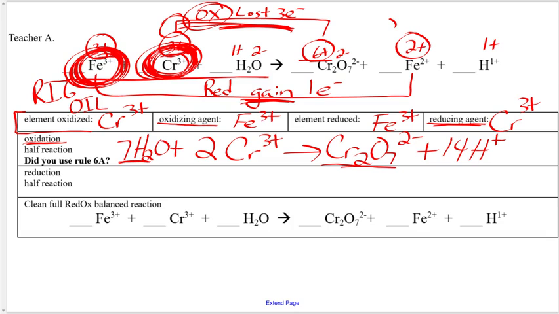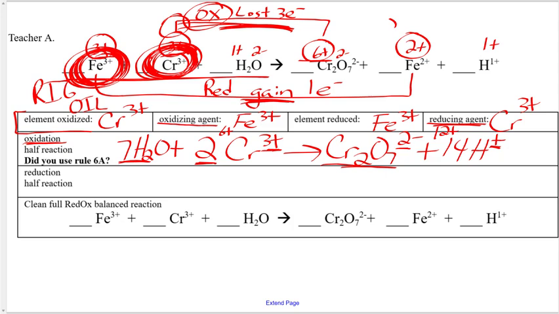Now I have all of the elements balanced, but I do not have the charges balanced. I have a 3 positive right here, and I have 2 of those 3 positives. So I have a 6 positive on this side. On this side, I have a 2 negative, and I have 14 of these 1 positives. So on this side, I have a 12 positive.